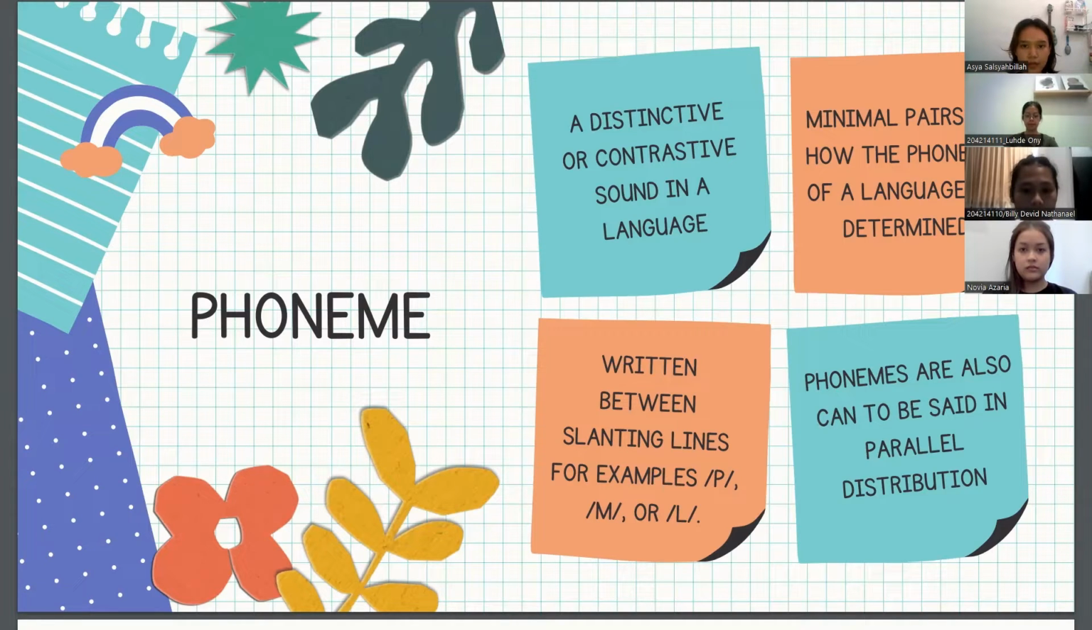A minimal pair is a set of different words consisting of all the same sounds except for one. The one sound which contrasts is determined to be a phoneme, since it makes a difference in meaning. It differentiates one word from another. We can conclude that p, b, s, m, n, f, v, and k are all phonemes. Phonemes are also said to be in parallel distribution since they occur in the same or parallel phonetic environment.